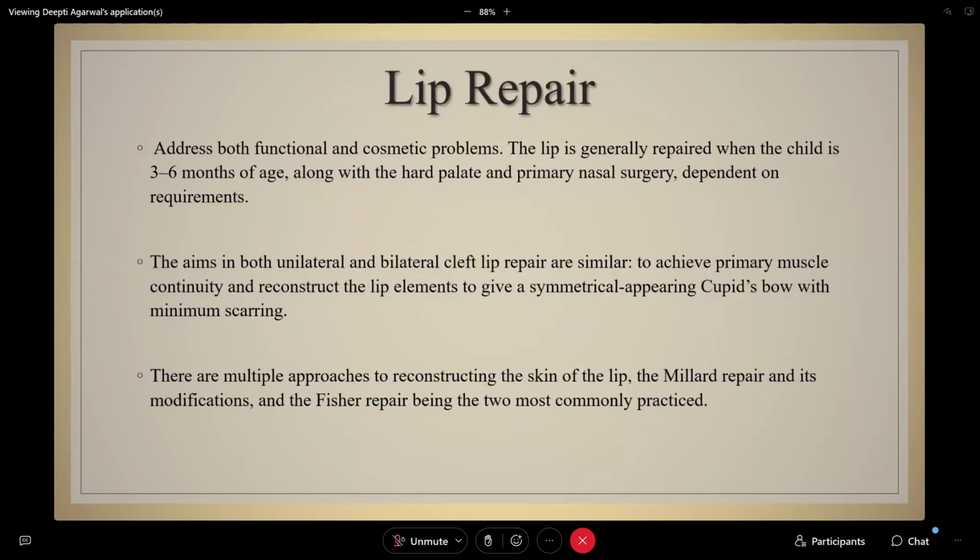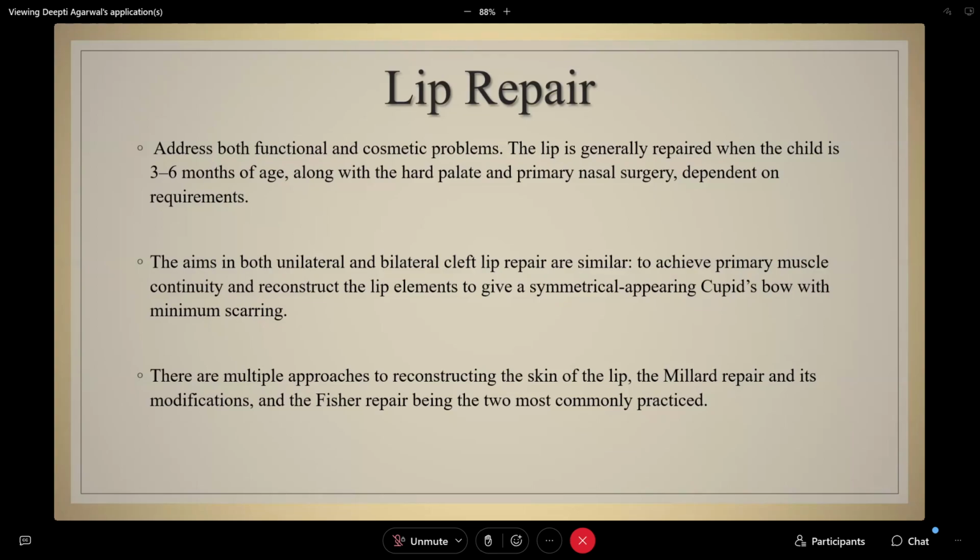Now, lip repair. Lip repair addresses both functional and cosmetic problems. Lip is generally repaired when the child is 3 to 6 months of age, as we saw in the timeline, along with the hard palate and primary nasal surgery, depending on the requirements. The aims in both unilateral and bilateral cleft lip repair are similar: to achieve primary muscle continuity and to reconstruct the lip elements to give a symmetrical appearing Cupid's bow with minimum scarring.